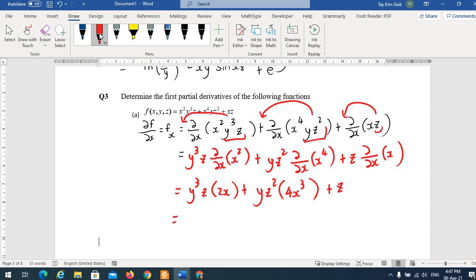And then we write it in a nice form: 2xy³z. We put x, y, z in sequence. So plus 4x³yz² plus z. So this is question 3 part A. With a polynomial, it is easy to do your partial derivative. This is only a polynomial function, so it is easy to do your partial derivative, compared to when you've got log or square root functions or exponential functions.